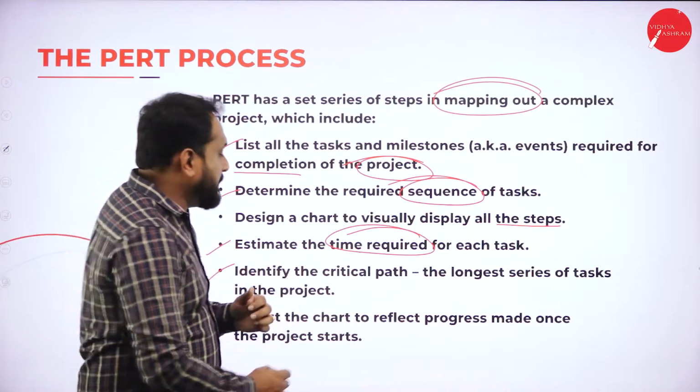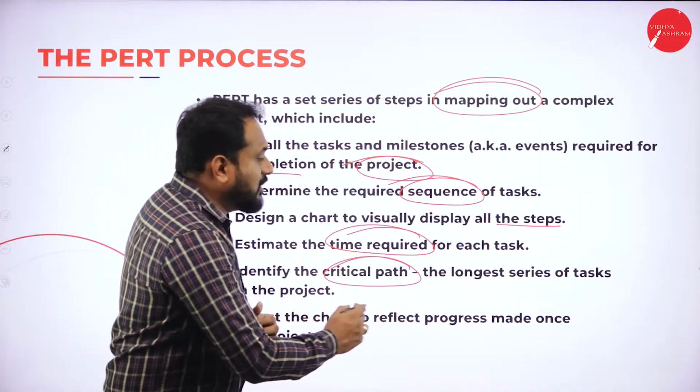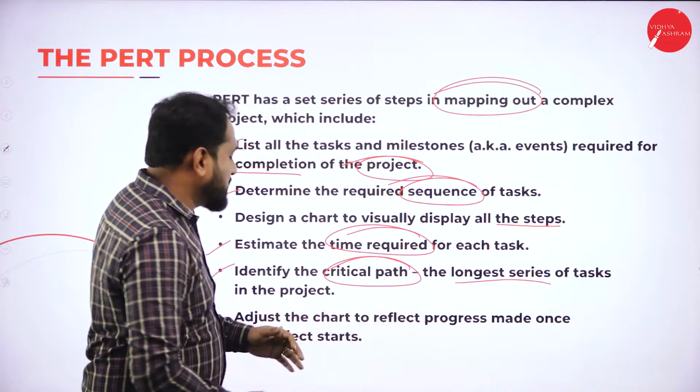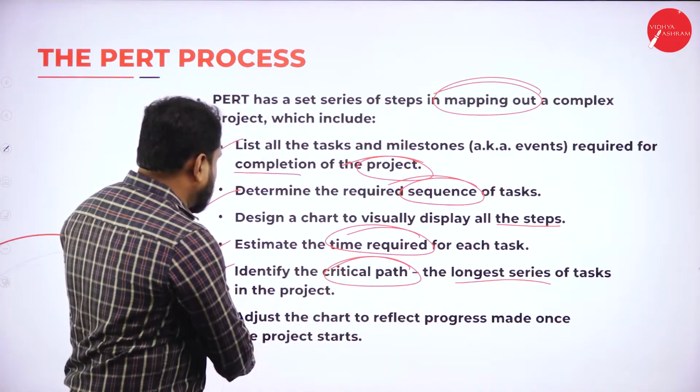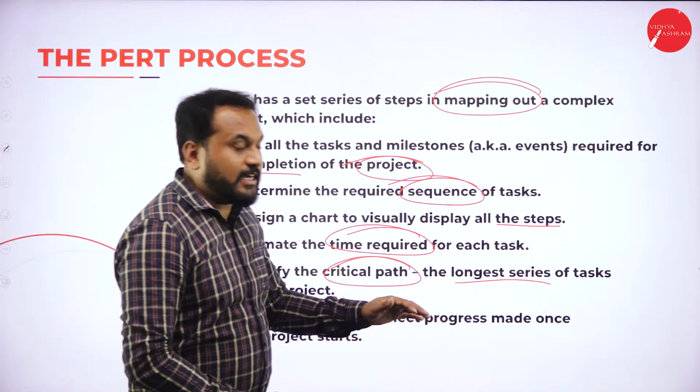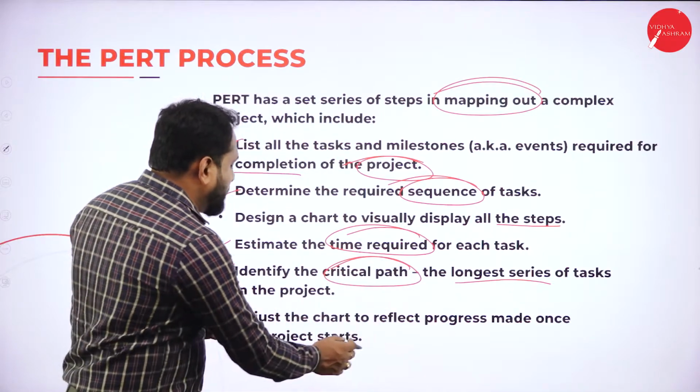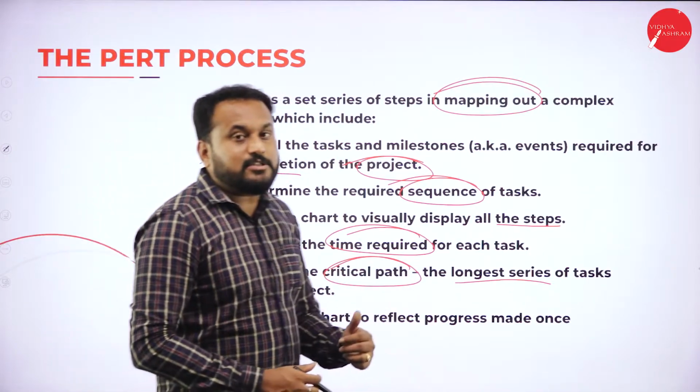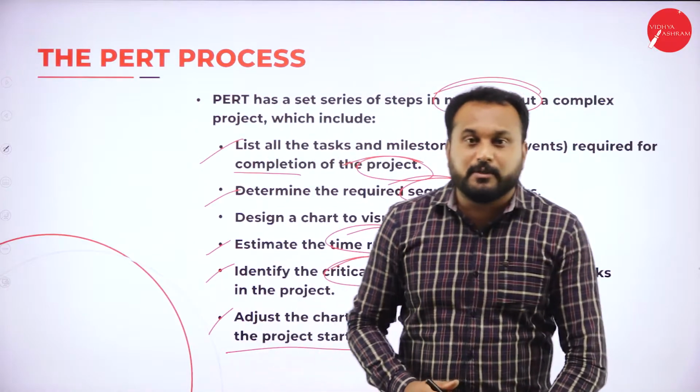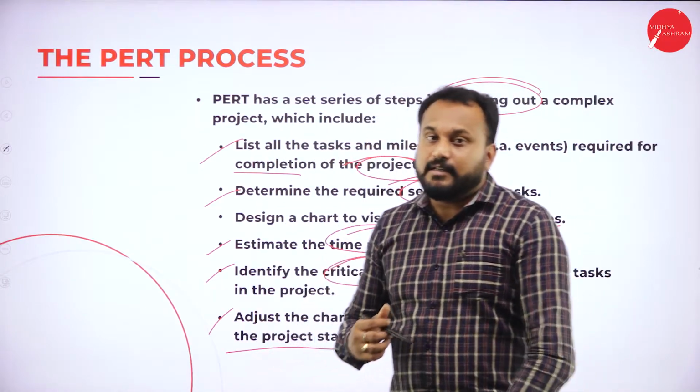Identify the critical path. Critical path in the sense the longest series of tasks in the project. And lastly, adjust the chart to reflect progress made once the project starts. So this is what the process of PERT is all about, from the first till the last.